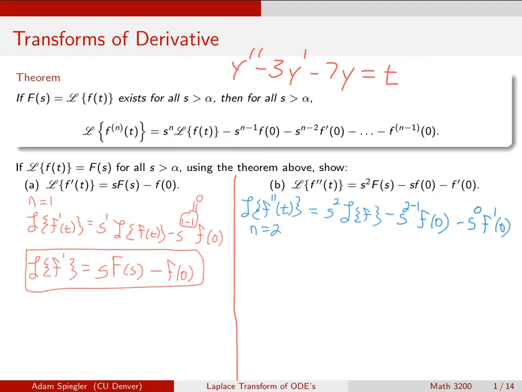To simplify this, if I'm taking the Laplace transform of the second derivative of f, then it's going to be s squared times the Laplace transform of the original function f, minus s times the value of the function at 0, minus the derivative of the function f at 0.